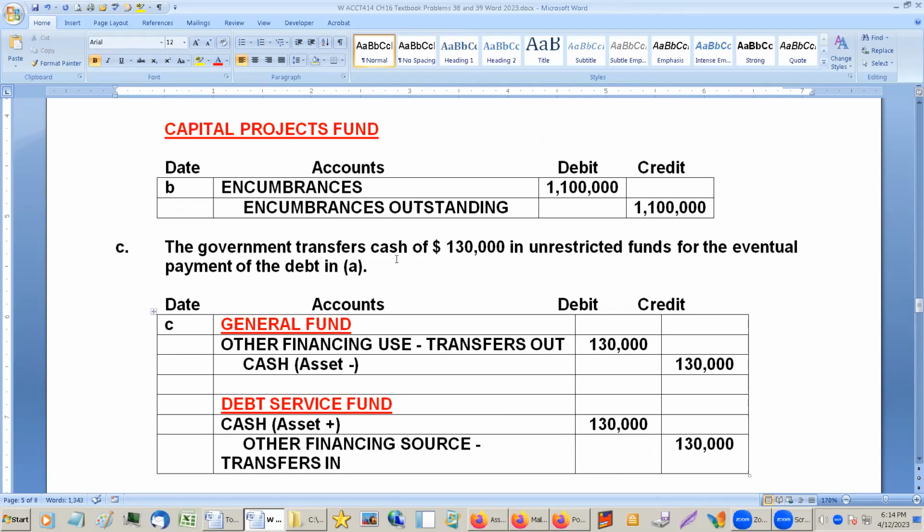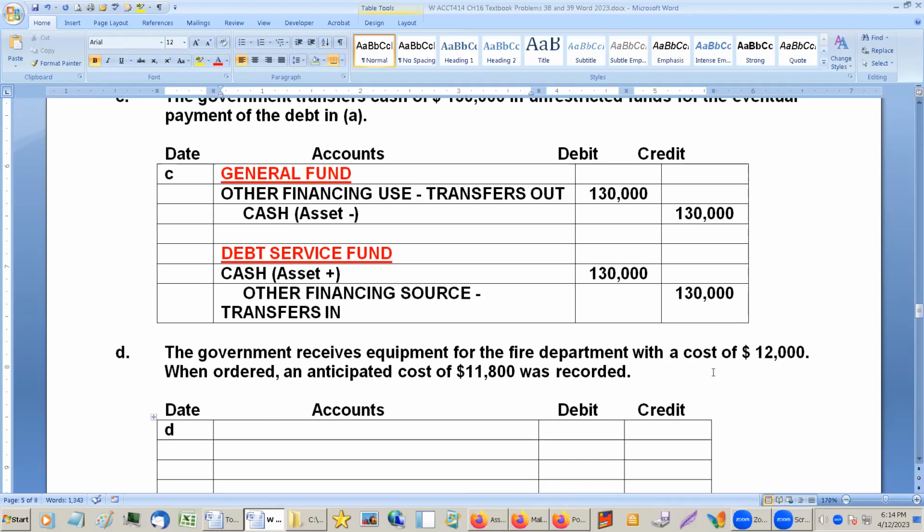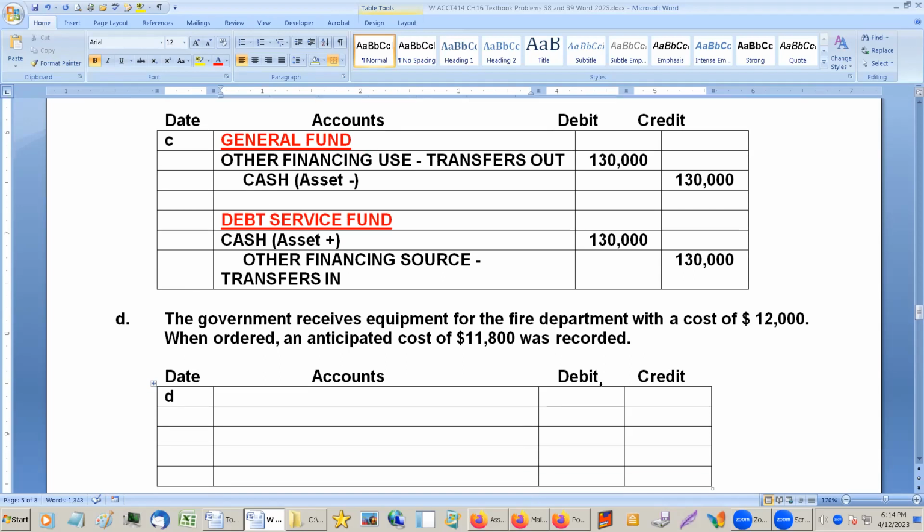We set up one of these. So when it comes in, we have to take our hand off the money. Now here, how much money are we going to take our hand off of? We ordered it, we thought it was going to be this 11,800. When it came in, it was 12,000. Actually, when we put it on the books, we probably put our hand on 11,800.